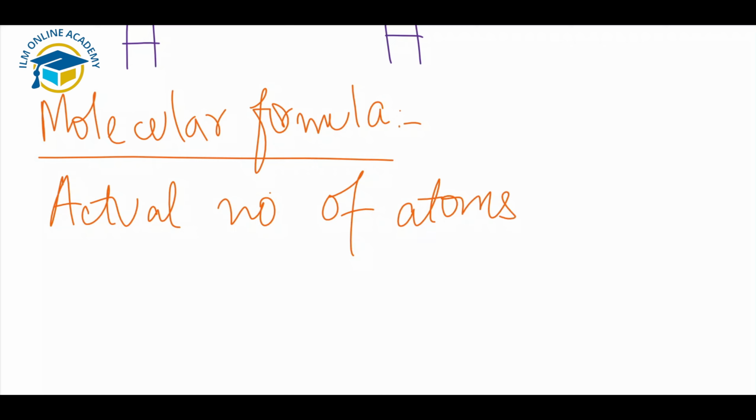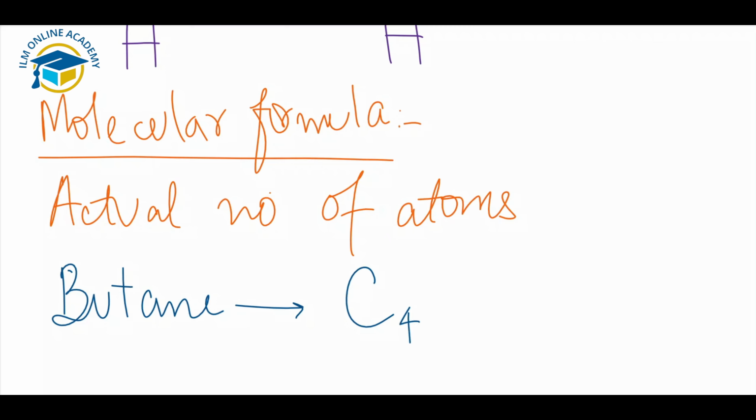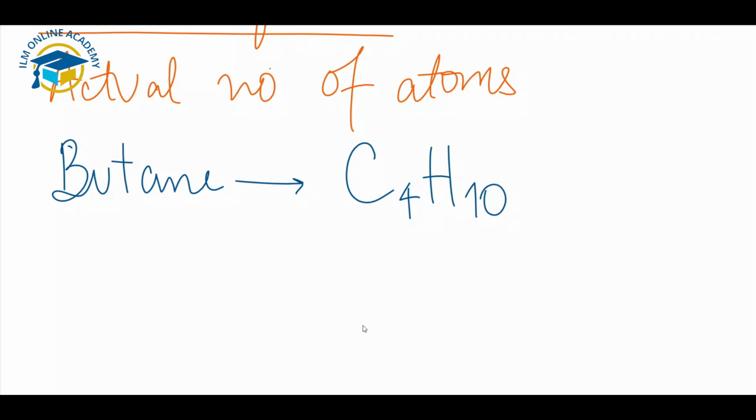For example, we have a compound like butane. Butane has the formula C4H10. 4 carbon and 10 hydrogen atoms are there. So this is the molecular formula for butane, and that may be represented by MF.